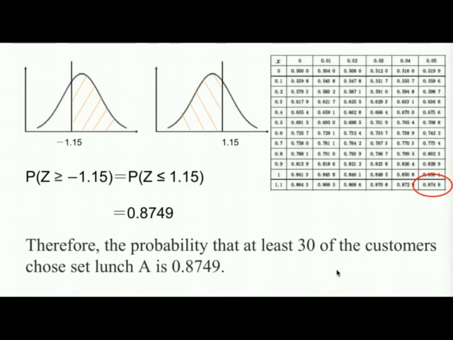And according to the table, we can get the result that is 0.8749. Therefore, the probability that at least 30 of the customers choose set lunch A is 0.8749.